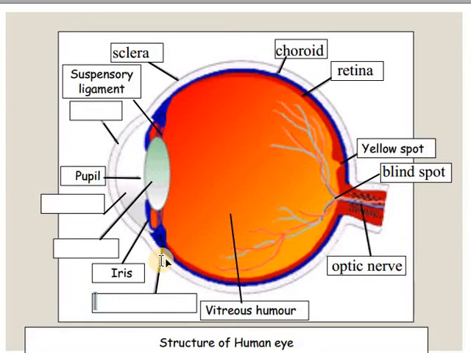Okay, so next is here. This part is what we call the ciliary muscle.